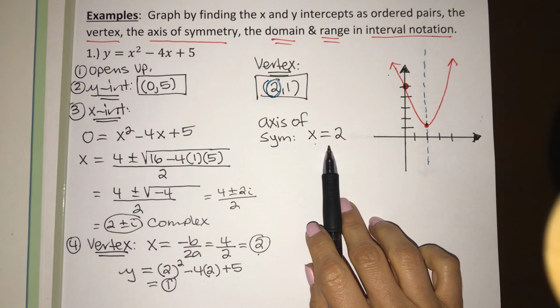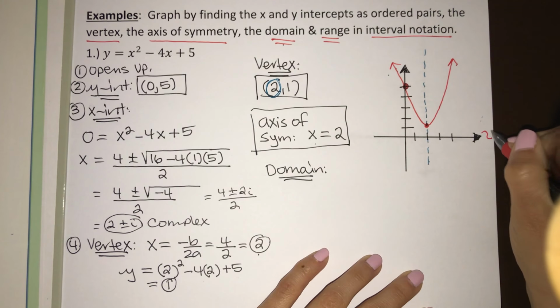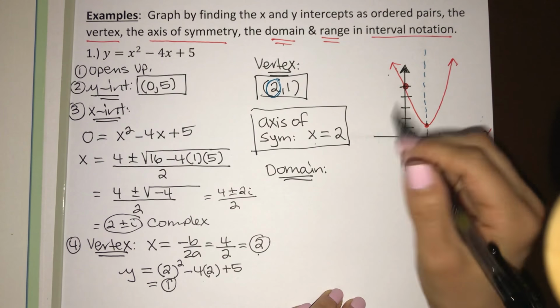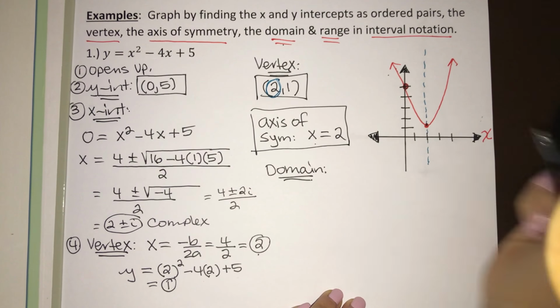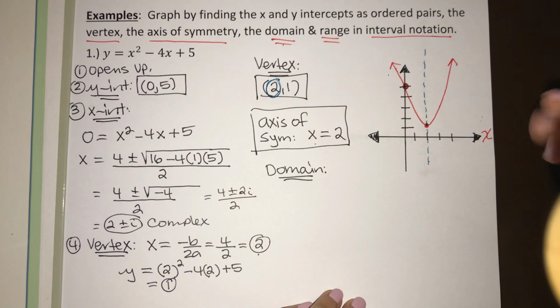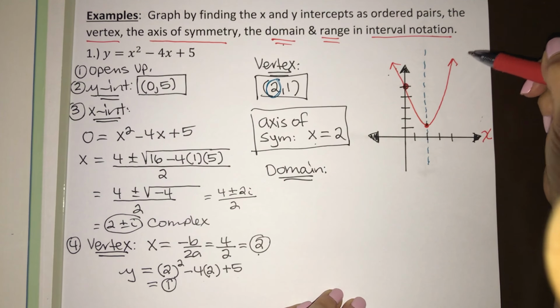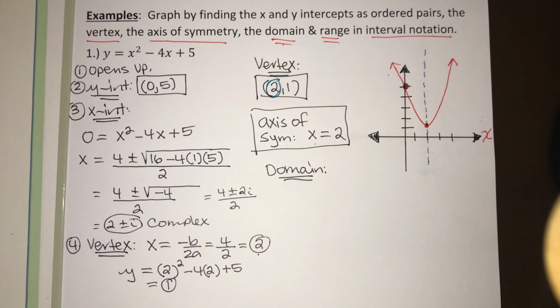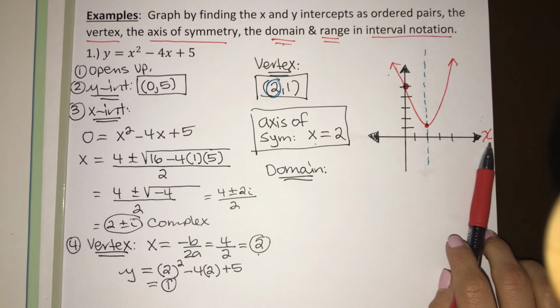Okay, our domain and range. So domain from before is the set of all x values. So here is my x-axis. So basically, to get the domain, I just look at this x-axis here. You want to make sure you understand that this red graph, the parabola, has arrows here, which means the graph continues up to the right and up to the left.